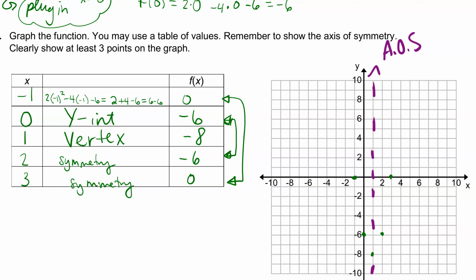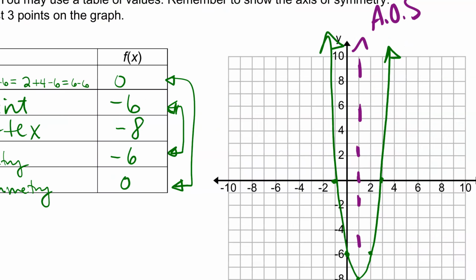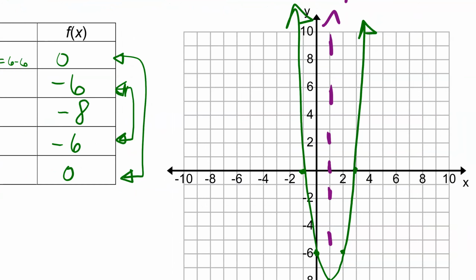Wait, do we need to do that? We already did it up there on number 2. Right. But it says remember to show the axis of symmetry. So if you draw it on, I mean that's a hint. Whatever's on your left should look like what your right is. And what that means is, it is a parabola. I haven't drawn the parabola yet. I drew the AOS, the axis of symmetry. I'm going to connect my dots to draw the parabola. So look, whatever's on the right side of my axis of symmetry is symmetric to what's on my left.